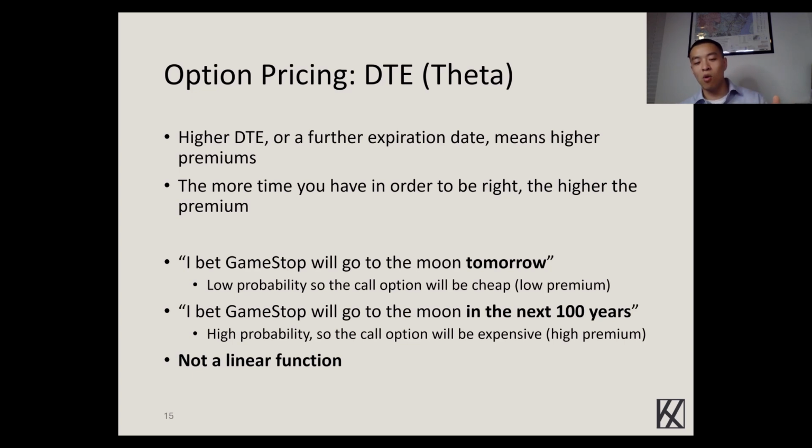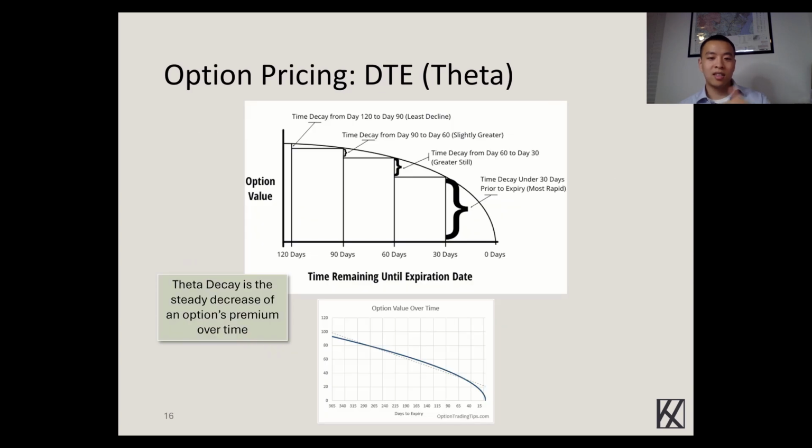Now, of note, in bold, this is not a linear function. So it doesn't mean that every day that passes, the value of that option will decrease in a linear way. It's actually kind of like a curved shape. So what this curve is here says is that the closer you get to expiration, the faster the value of that option will decrease.